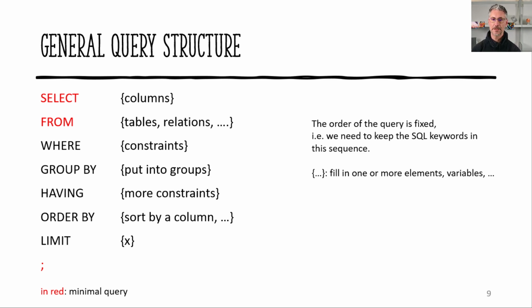The ones highlighted in red, select, from, and the final semicolon is the minimum that you need for a query. Everything else is sort of on top of that. Note that the order of the words in the query is fixed. So we need to keep the SQL keywords in this sequence.